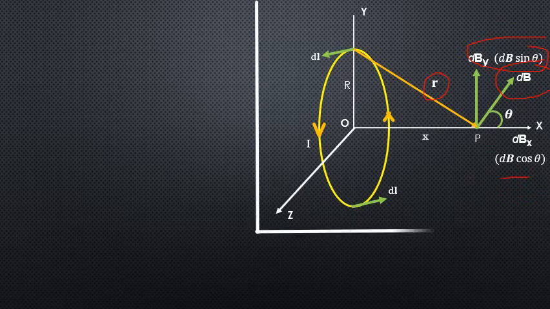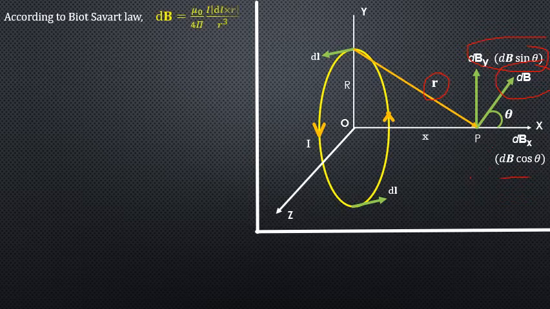Now you can see the direction of magnetic field is perpendicular to the plane containing both element dl and vector r. So using Biot-Savart law, we can very easily write that vector dB is mu naught upon 4 pi, I dl cross r upon r cube. We have studied this in the previous explanation of Biot-Savart law.